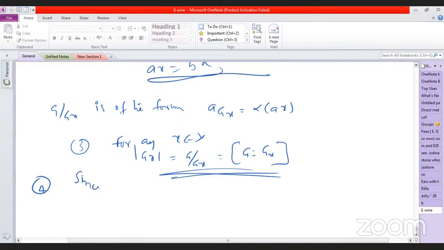The fourth condition is, since X is finite, the number of distinct orbits is also finite.